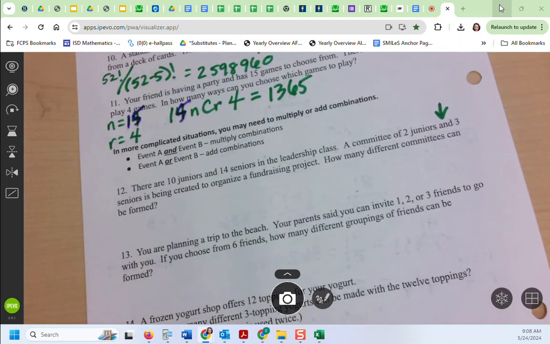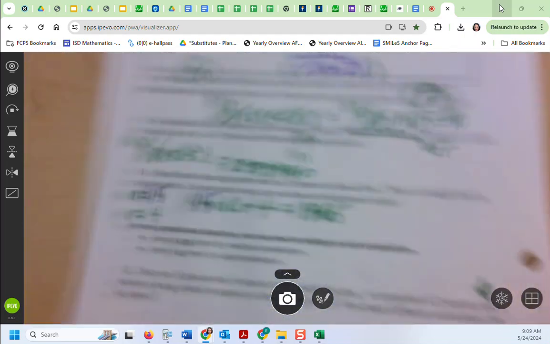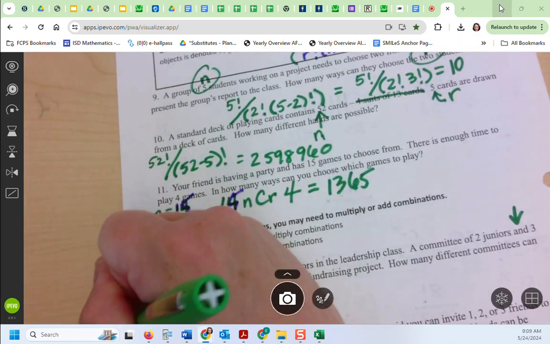First question, is this permutations or combinations? Permutations if it matters what order I pick, and combinations if it doesn't. So when I'm picking 2 juniors out of 10, does it matter if I pick Addie and Yumna, or if I pick Yumna and Addie? Does it matter what order? No. So that would make it a what? Permutation. Oh wait, you're right, combination. Combination is when the order is not important. So this is combination.